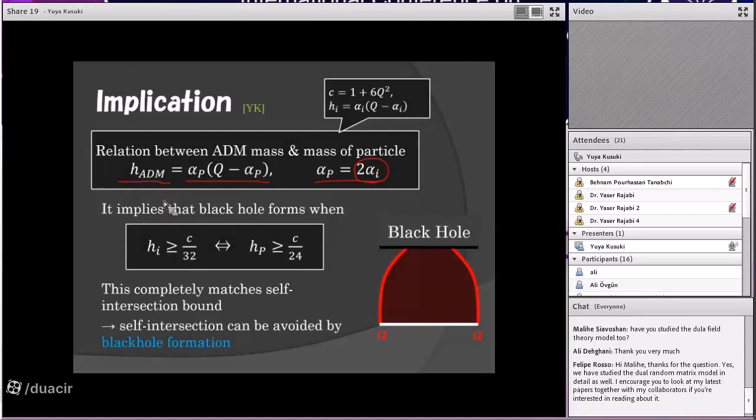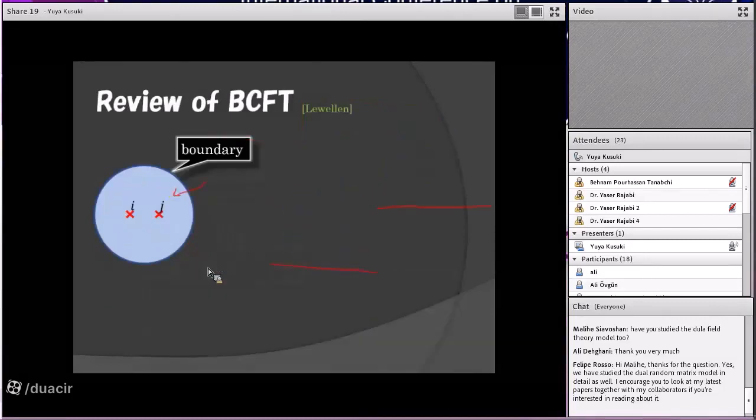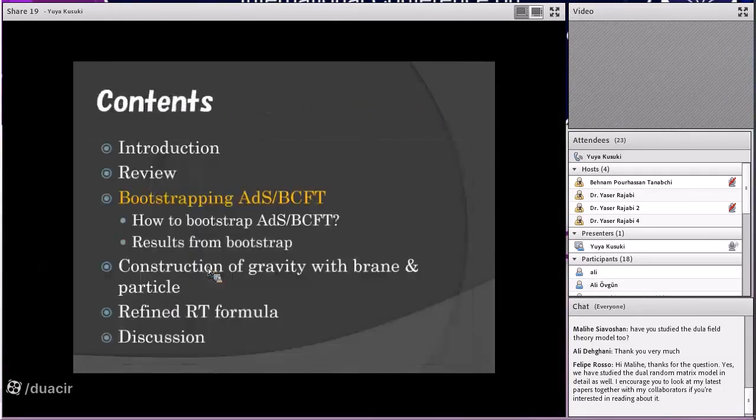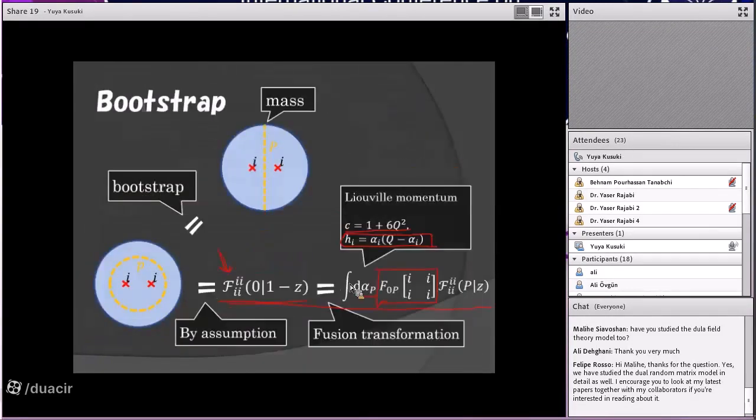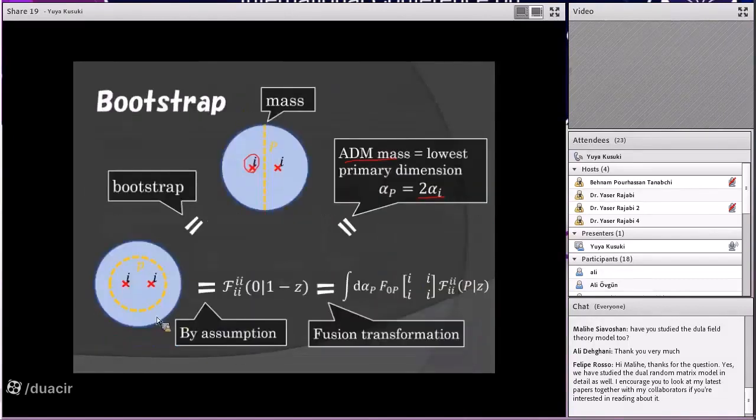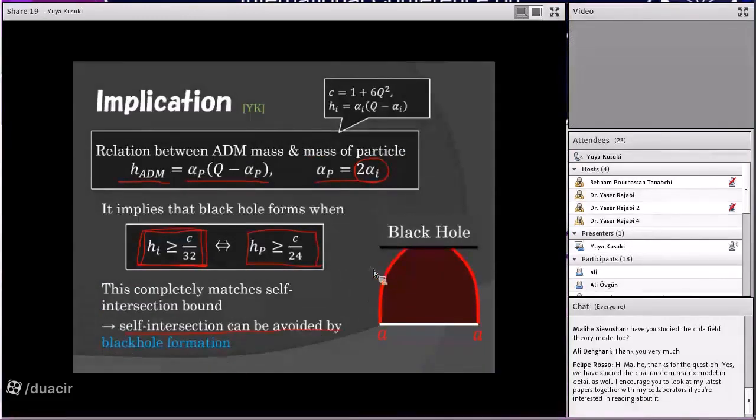By using this relation, we can argue that if the mass of a particle has the conformal dimension larger than c over 32, then the added mass becomes larger than c over 24. This implies that if we consider some heavy particle in this geometry, then a black hole forms in this geometry. And this bound completely matches the self-intersection bound. So we can finally conclude that the self-intersection can be avoided by the black hole formation like this.